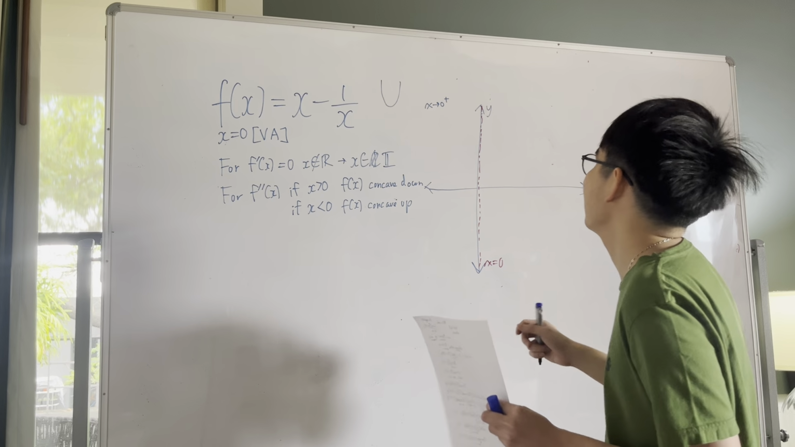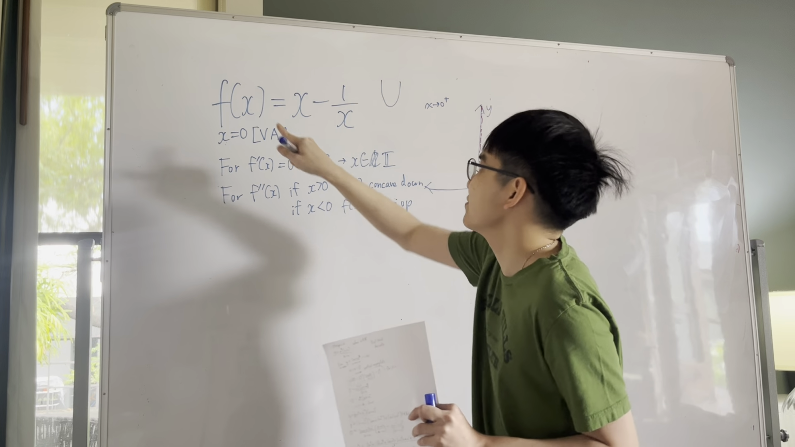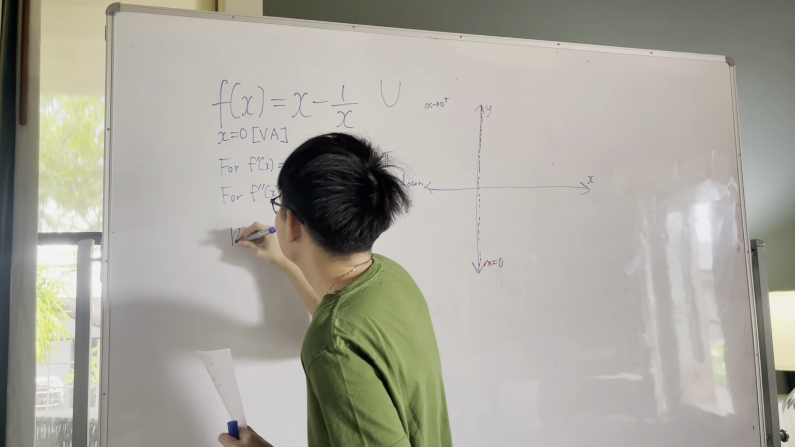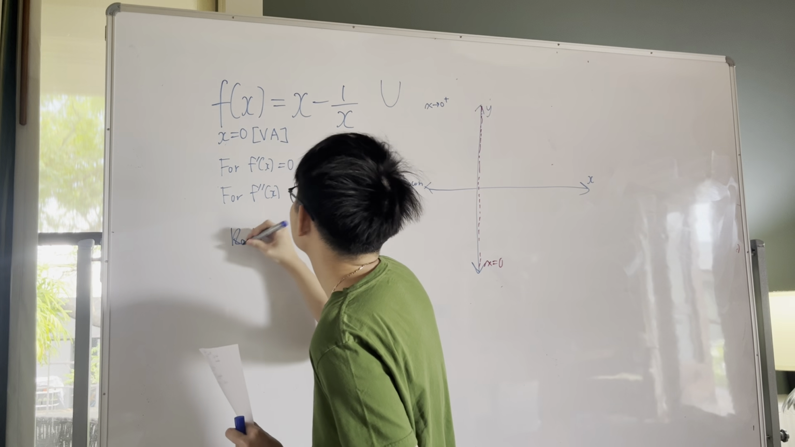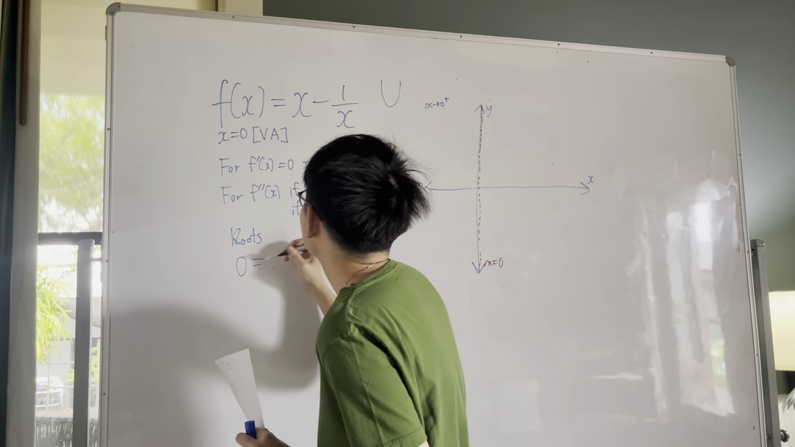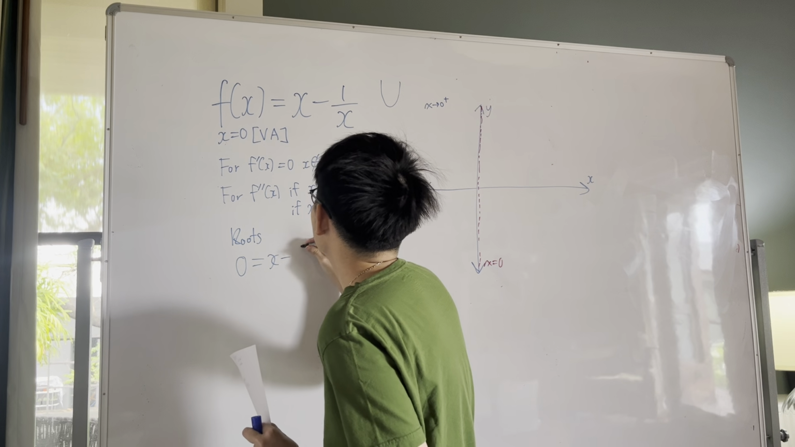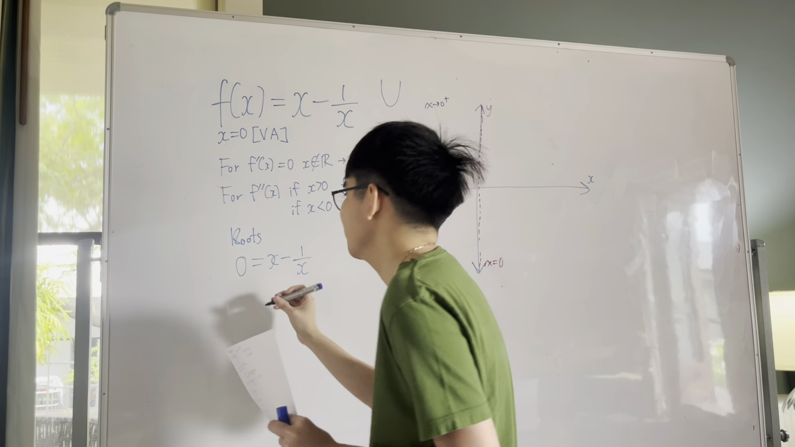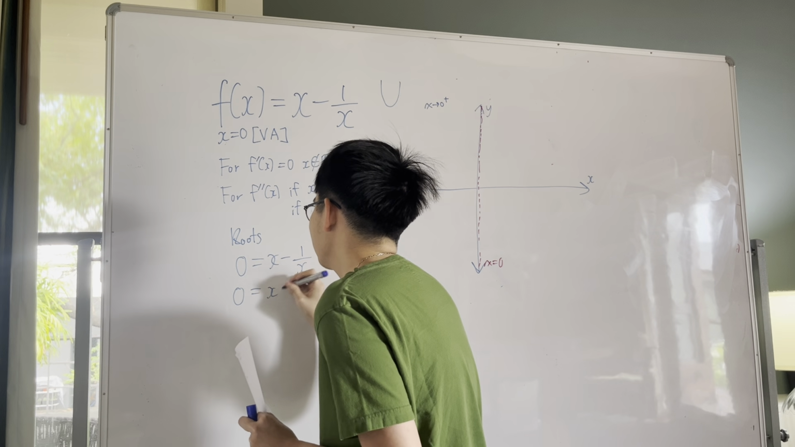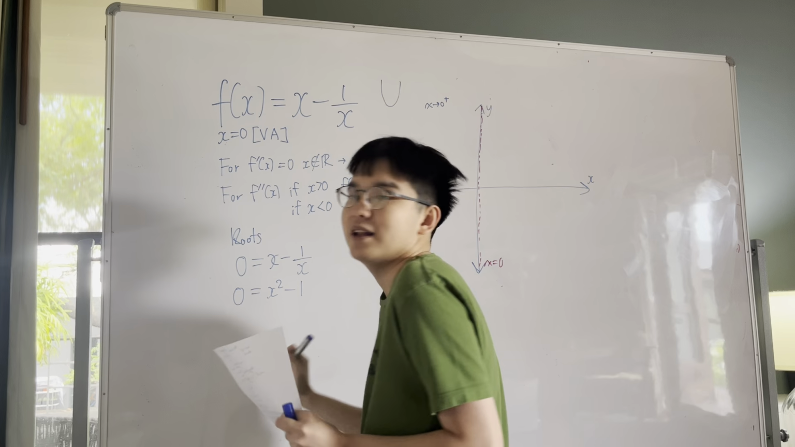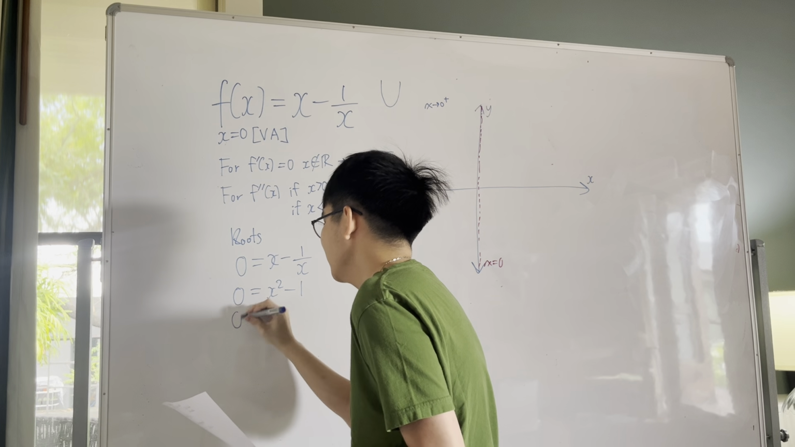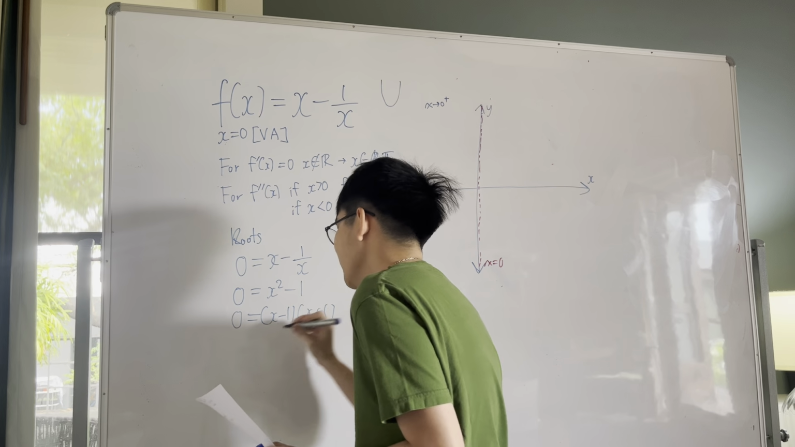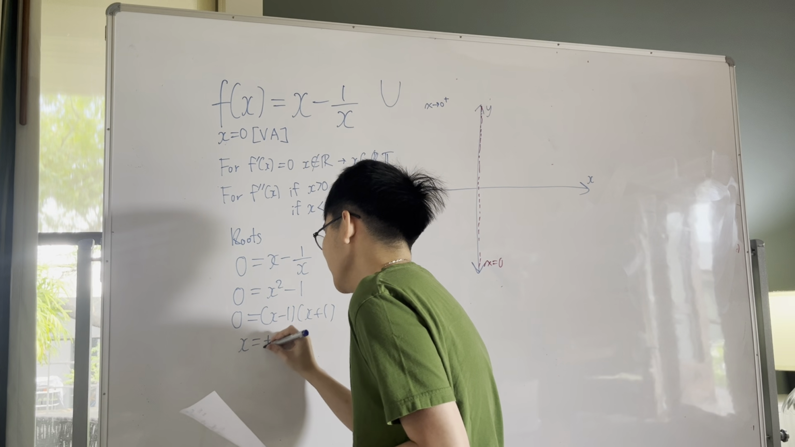Oh, sorry, I forgot a key thing. We actually need to find the roots of this guy. My apologies for that. Roots will also be useful. So 0 over here is going to equal x minus 1 over x. If we multiply x on both sides, we get 0 equals x squared minus 1. That's the difference of two squares. So 0 equals x minus 1, x plus 1. Therefore, x equals plus or minus 1.